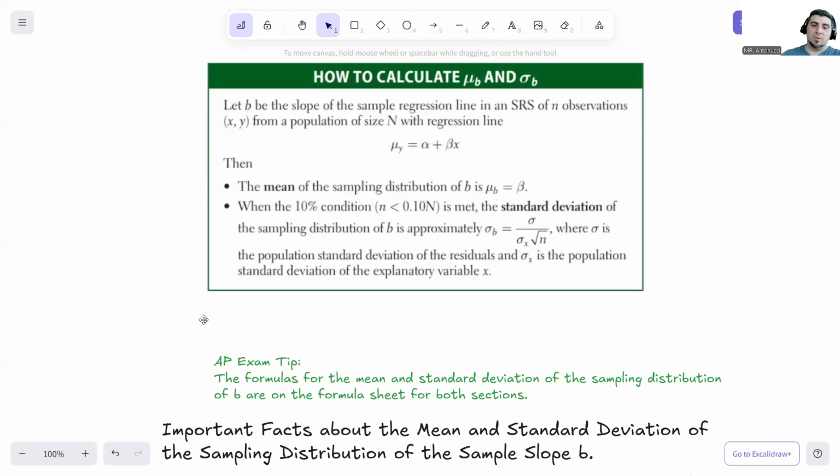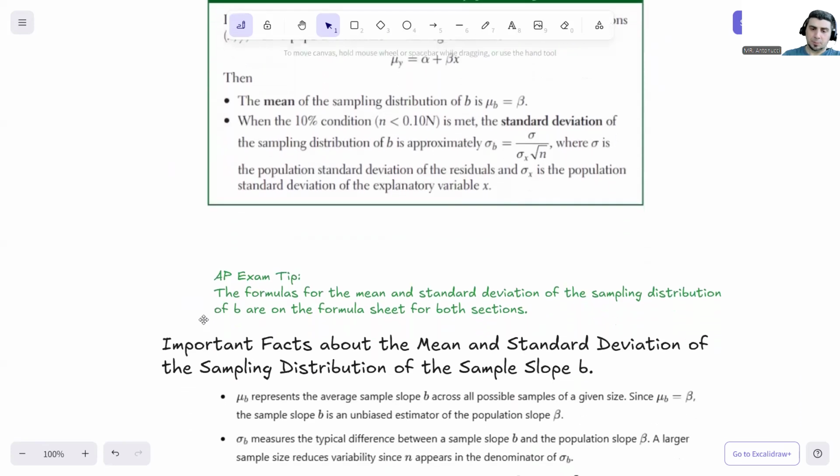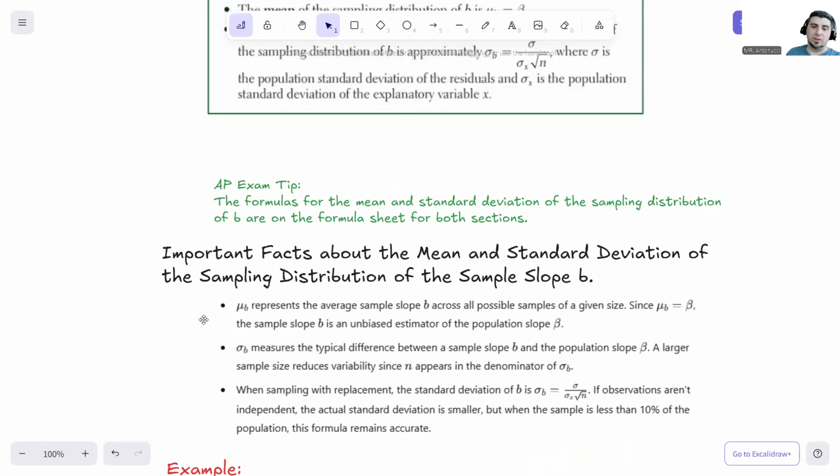So a tip for you on the AP exam, the formulas for mean and standard deviation of the sampling distribution of b are going to be on the formula sheet for both sections. You just have to know how to use them and when to interpret them. So a couple facts before we jump into an example about the mean and standard deviation of the sampling distribution of the sample slope b.